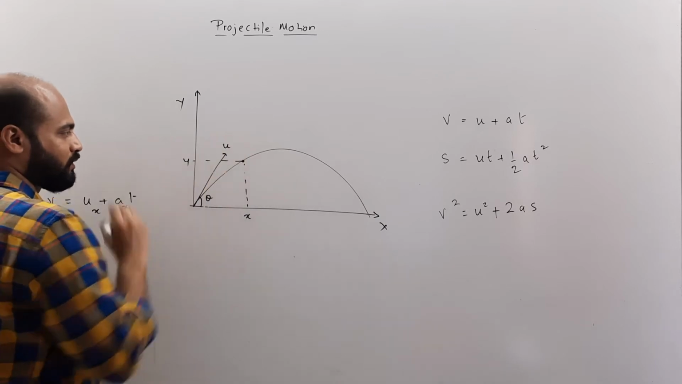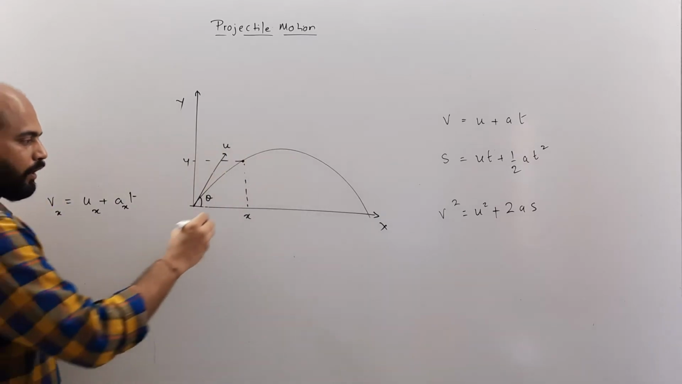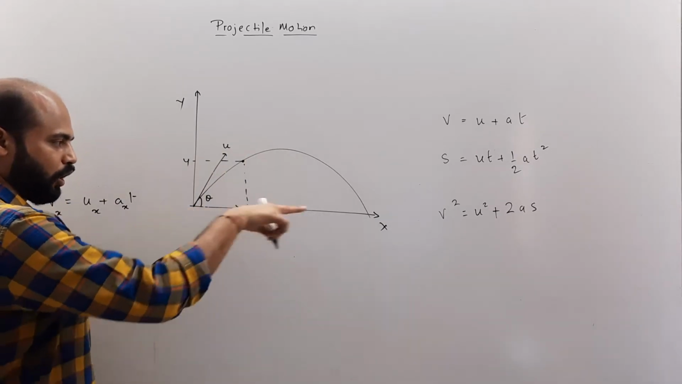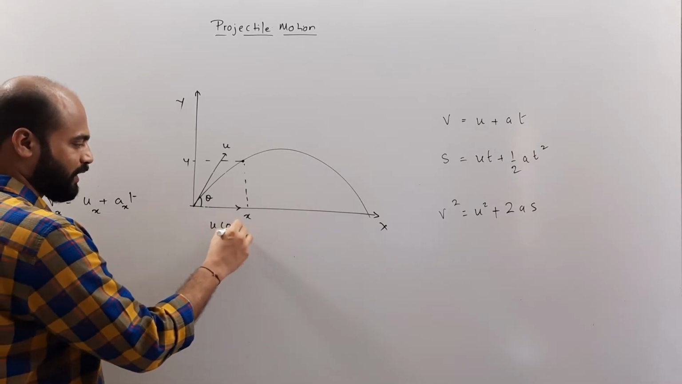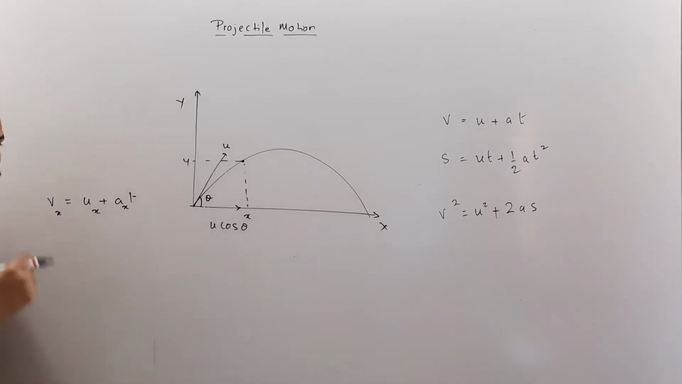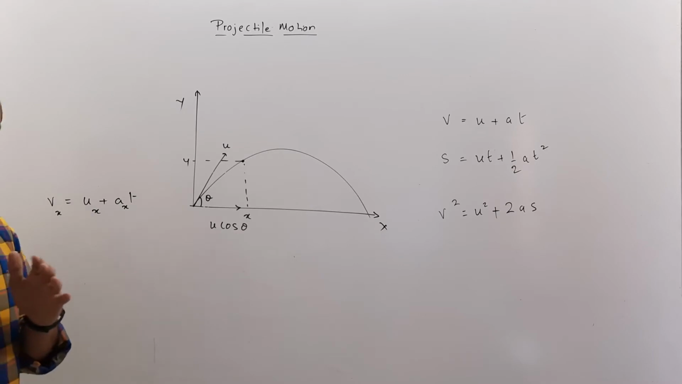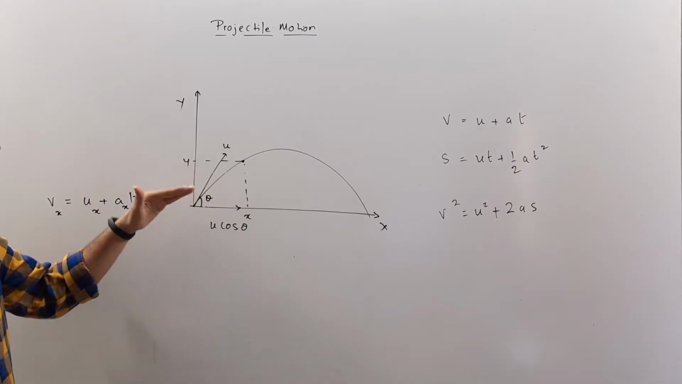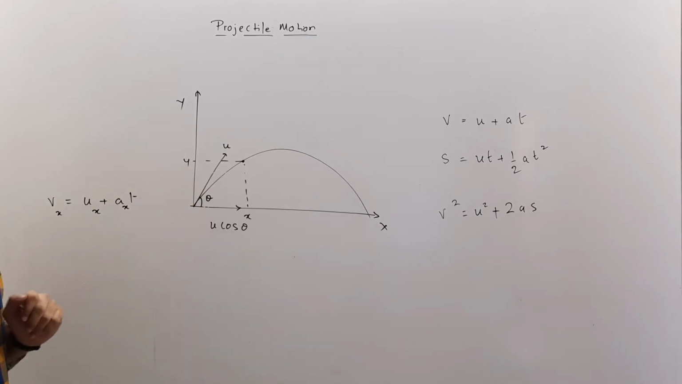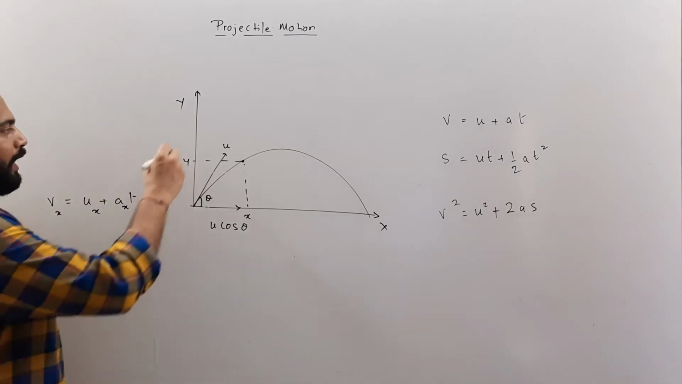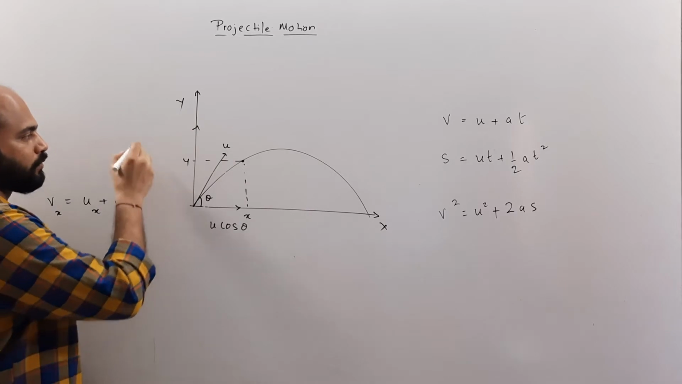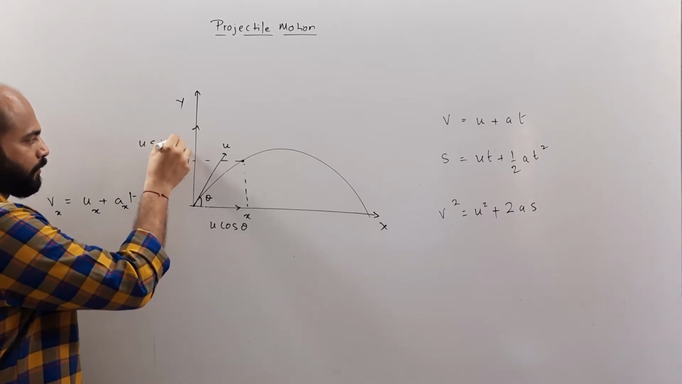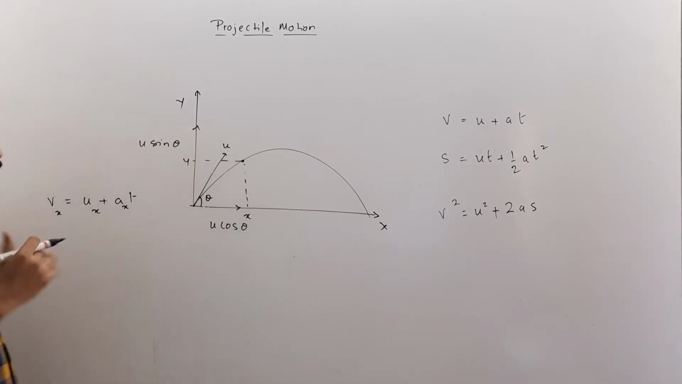Let's consider that this velocity is u. So the velocity along x can be written as u cos theta, because we have learned the resolution of vectors. According to that, if this is the component, then the component adjacent to theta is u cos theta, and the component which is perpendicular is u sin theta. So the initial velocity ux we can write as u cos theta.